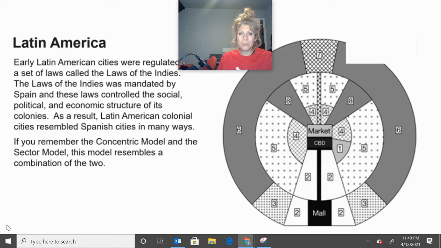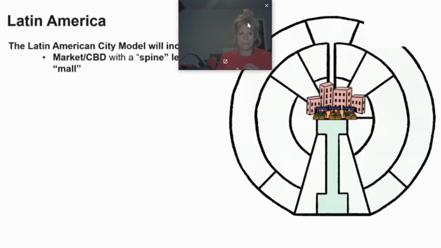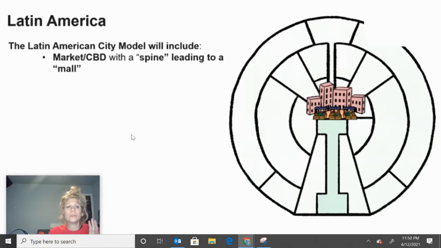So the big takeaway with this model is going to be that, and I hope you guys can see this, it's going to represent the concentric and the Hoyt model that we saw in the Latin American city. It's almost going to be a hybrid of both. So remember, we see those circular zones, but we also see those slivered sectors like a piece of a pie here as well.